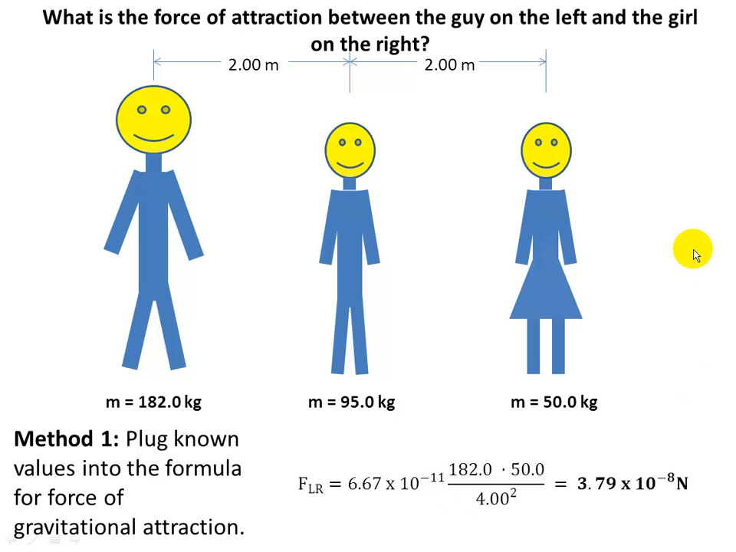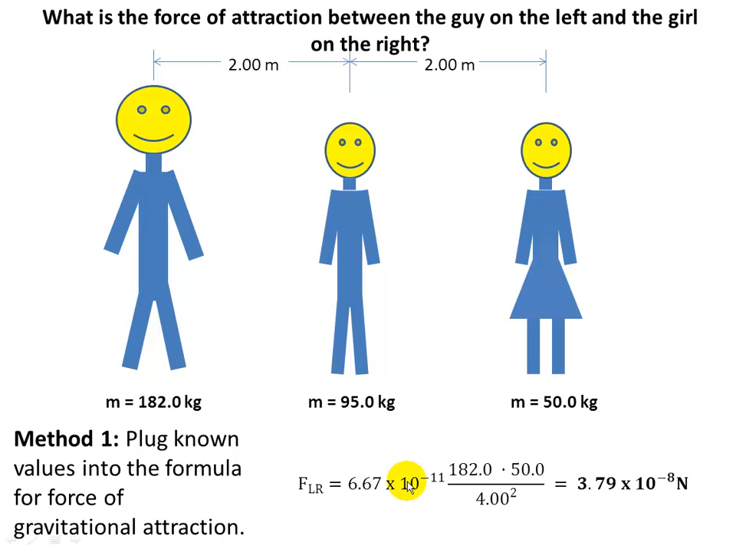Okay. Here's a different question. Now, instead of asking about the force of attraction between the middle guy and either of the other two people, let's ask what is the force of attraction between the guy on the left and the girl on the right. And a simple way to work this, I'm going to show you 3 of them, is to plug in. The first way is simply to plug in the values that we know into Newton's universal law of gravity.